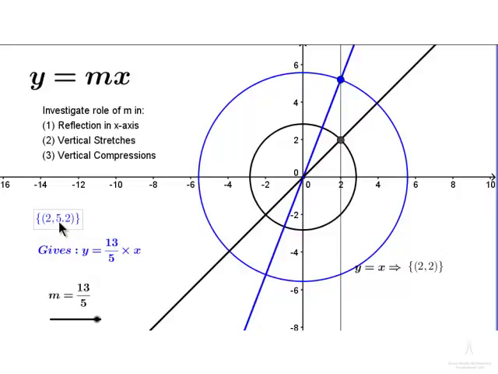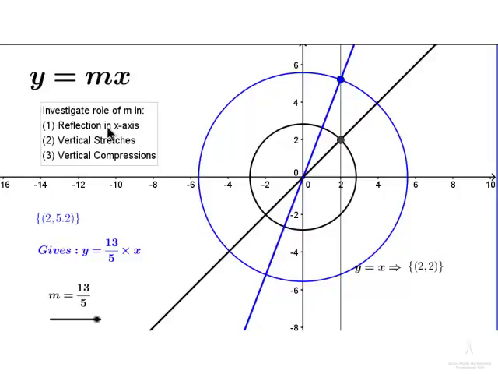This is the transformed point. This is the slider value, 13 over 5. We investigate the general transformed function defined by y equals mx. So we're altering really the gradient. Remember, in the shifts we added c to the y value. Now we multiply the y value, which obviously is x, by m. So we would like to investigate the role of m in the 3 things here.